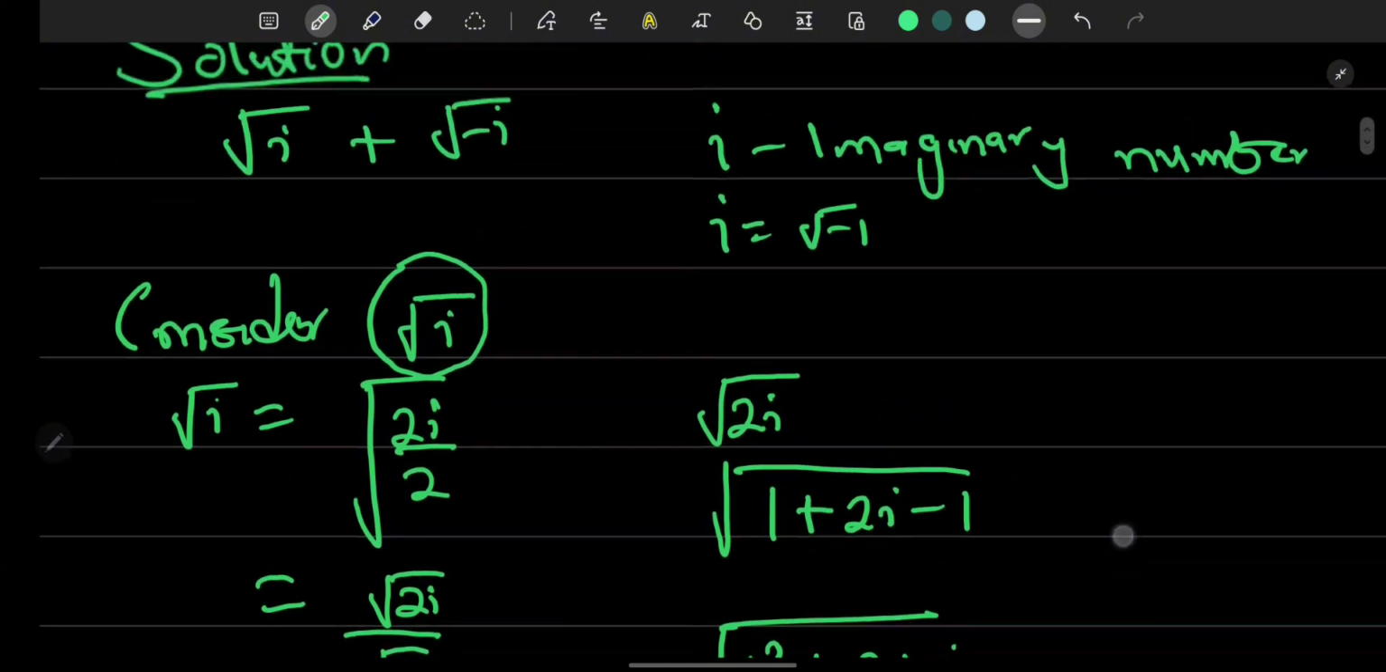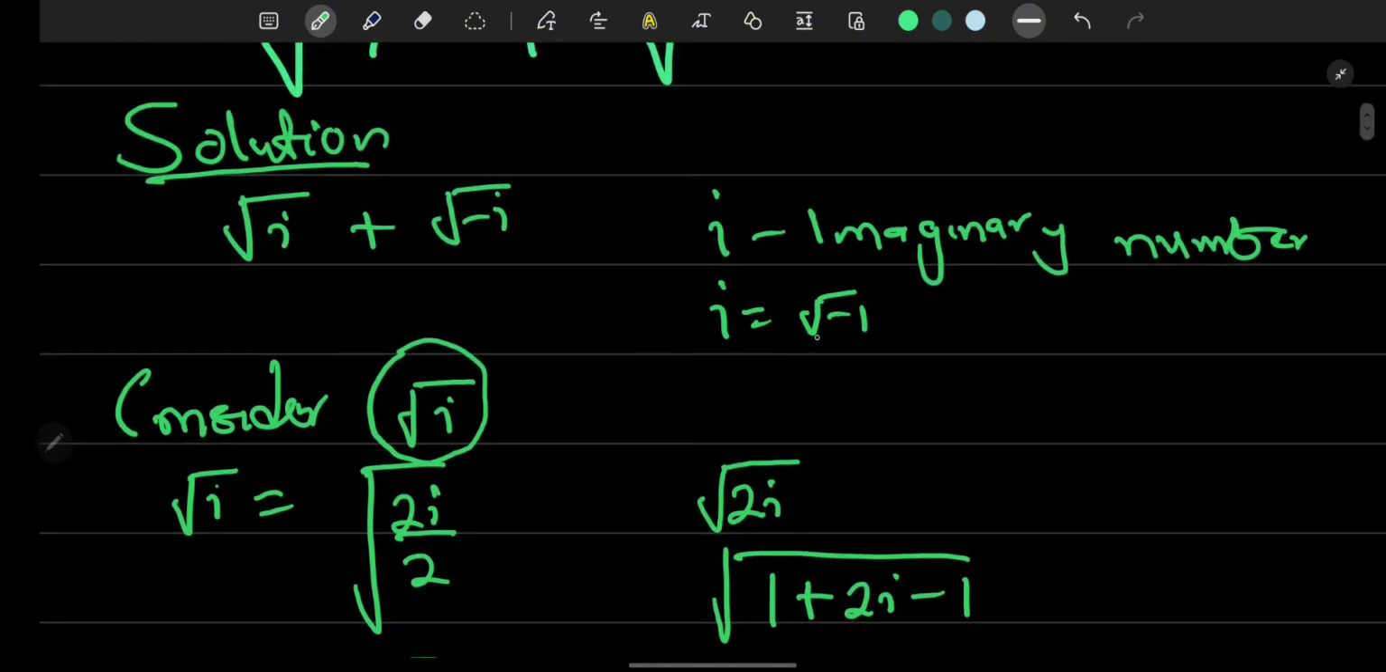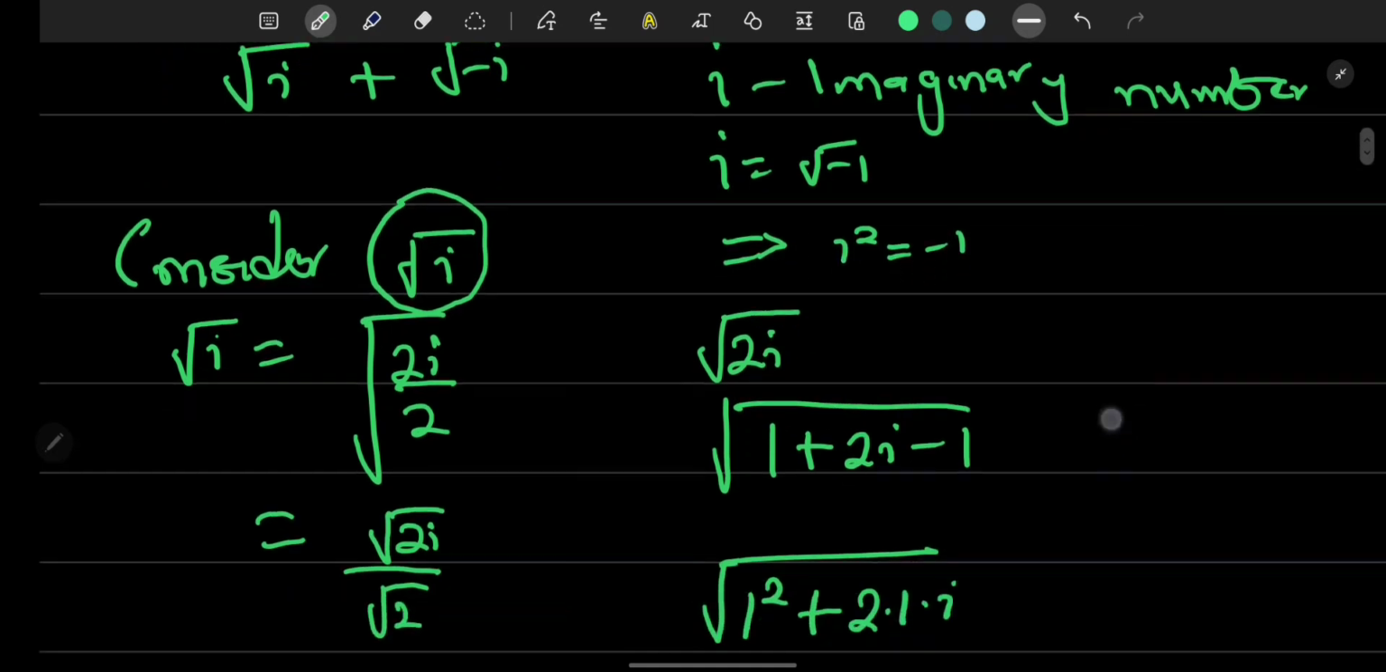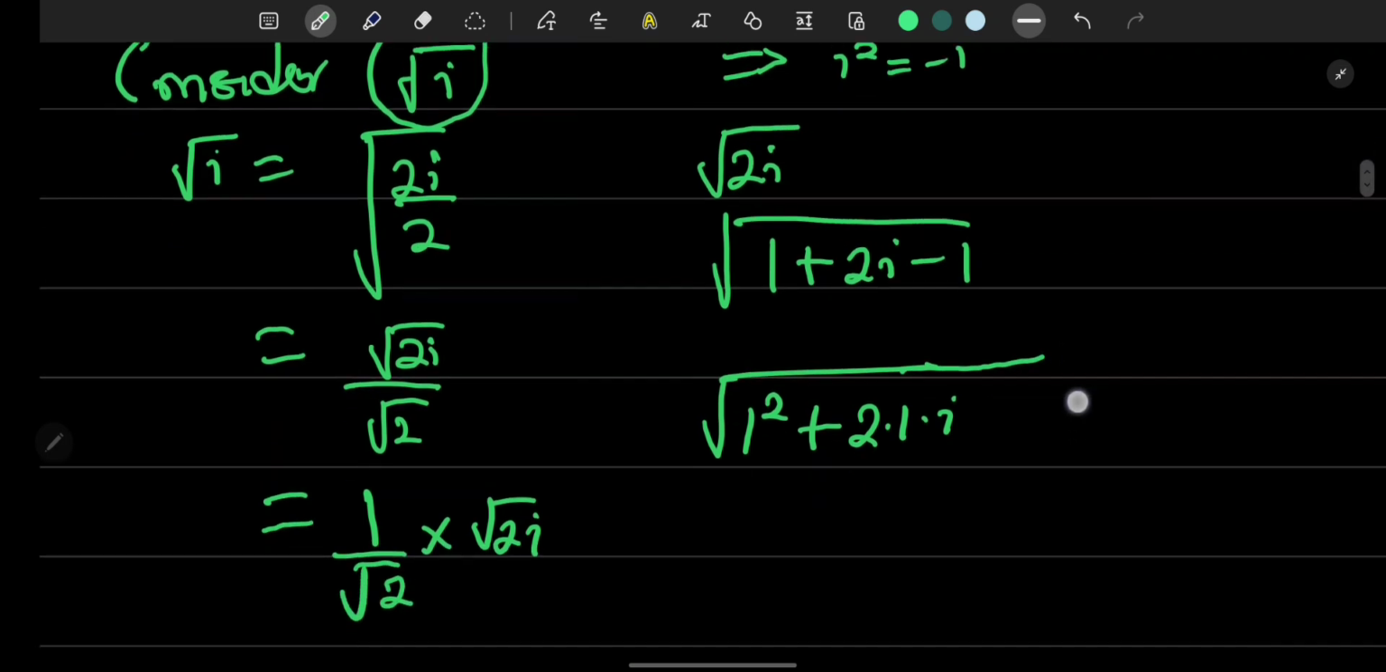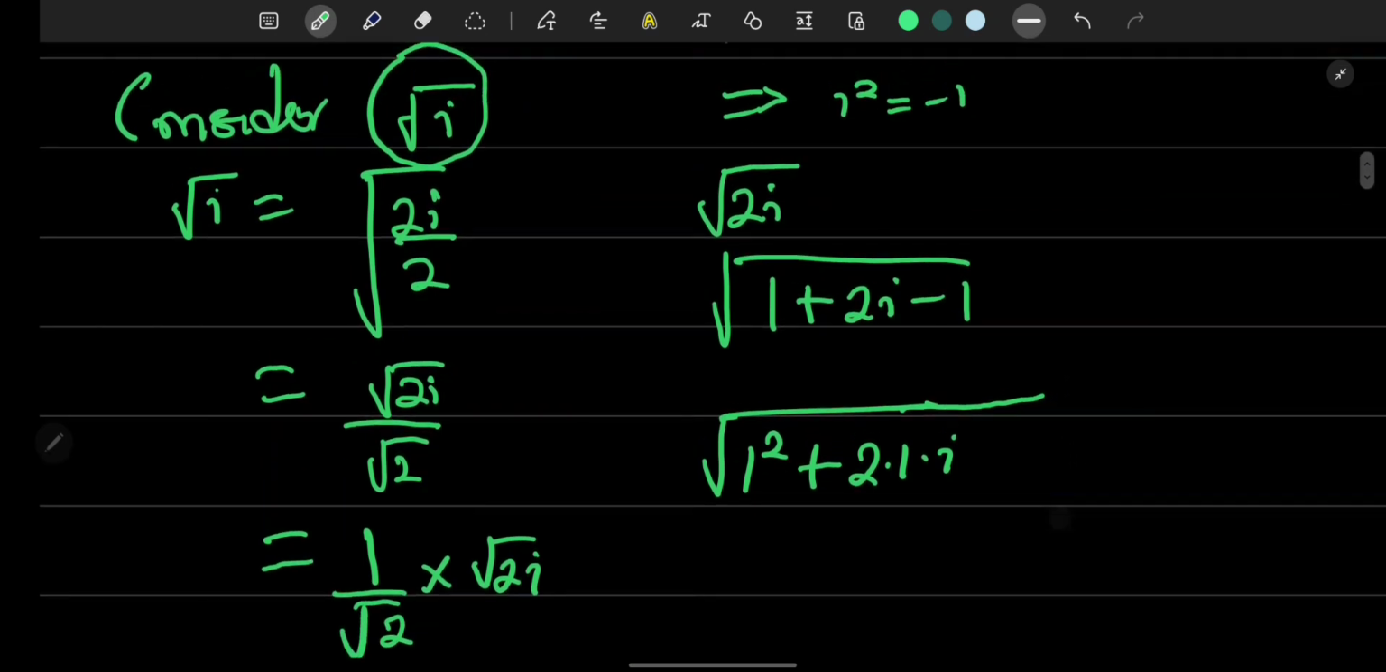Then minus 1. Don't forget I told you that i equals root minus 1, and what that means is that i squared equals minus 1. So anywhere you see minus 1 in something like this, you can replace it with i squared. So we replace minus 1 here with i squared, because i squared will actually give us minus 1.